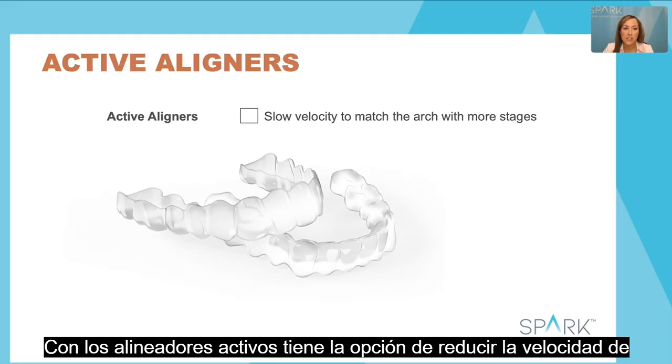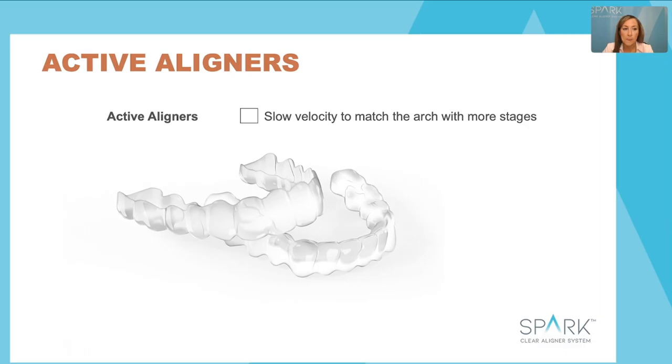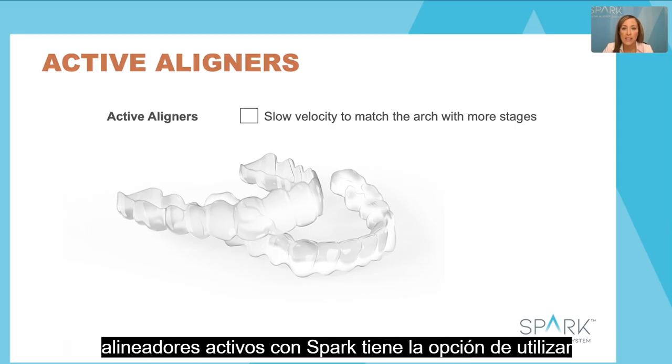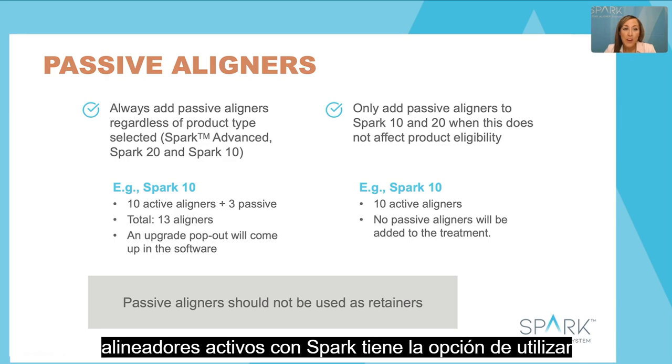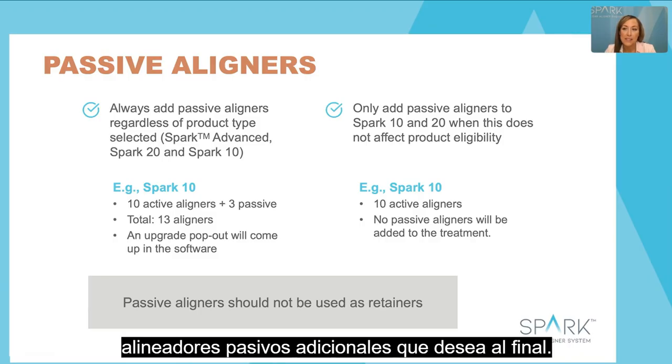With active aligners, you have the option to slow velocities to match the arch with more stages. This is for a case where you have more movement on a specific arch. So here you will have the option to choose more active aligners. With Spark, you have the option to use additional passive aligners at the end of treatment. You need to specify the amount of additional passive aligners you want at the end.